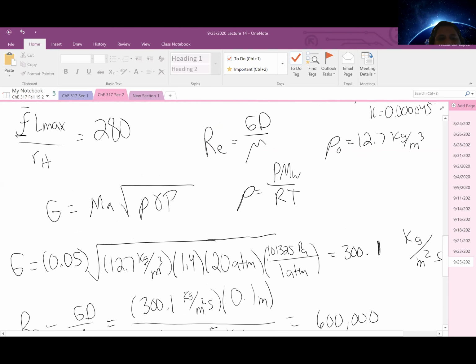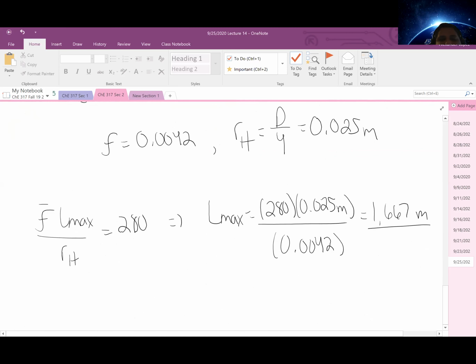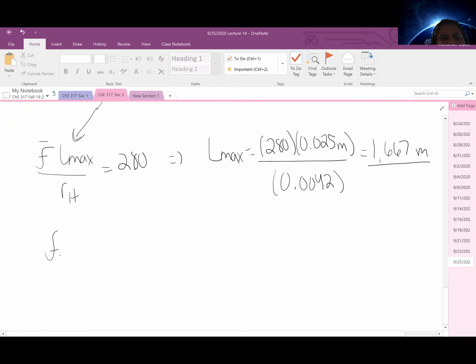All right, one thing here: in this problem, I assumed that F was approximately F bar. But if I was going to do this with more accuracy, I would have to solve for the friction factor at the outlet, or FB, which means I need a new Reynolds number to solve for that. So which value in my Reynolds expression is going to change between points A and B?